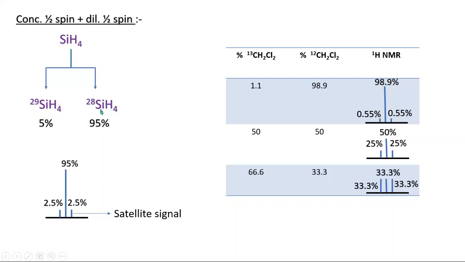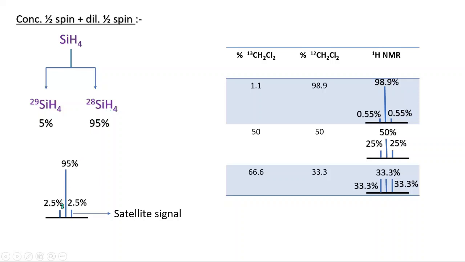So this 95% Si is NMR inactive, and this 5% whatever you will get is the NMR active molecule having spin value half. So now if you record the NMR, suppose we have 100 molecules. In that, 95 molecules will be 28SiH4 and 5 molecules will be 29SiH4. Let's assume that. So what will happen? If you record the NMR, this molecule is NMR inactive, so we get no signal from silicon, and for these 4 hydrogen we will get a singlet.